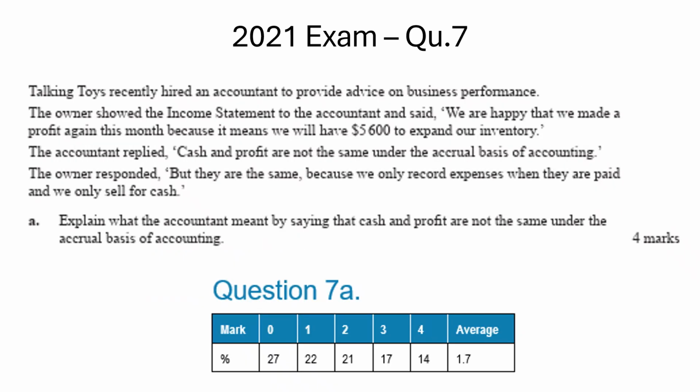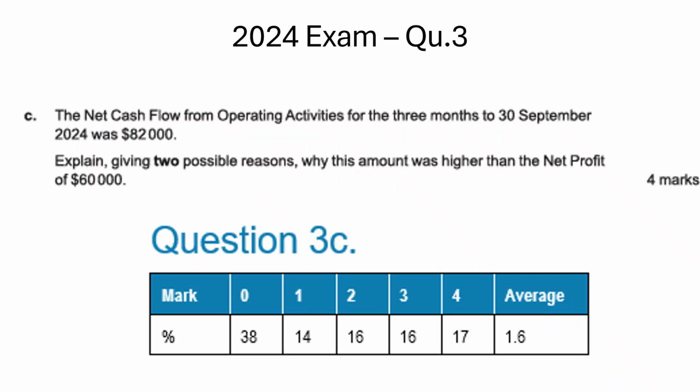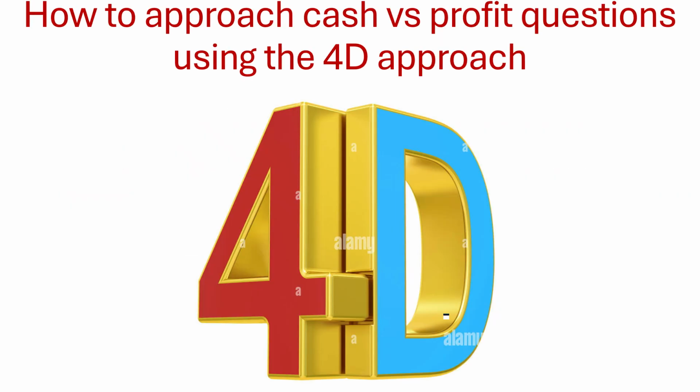Then in 2021, a similar question, cash versus profit. Again, check out the stats: an average of 1.7 out of 4. Students have done a bit better than the previous year. Fast forward to 2023, a comparison question between the operating activities section of the cash flow versus the income statement. Again, 1.8 out of 4 as an average. And then 2024, net cash flow from operations versus profit with 2 examples, yielding an average of 1.6 out of 4 across the state.